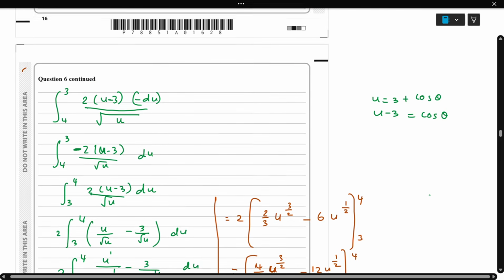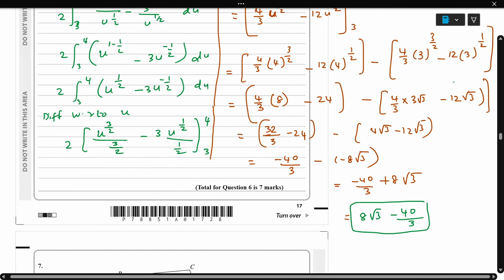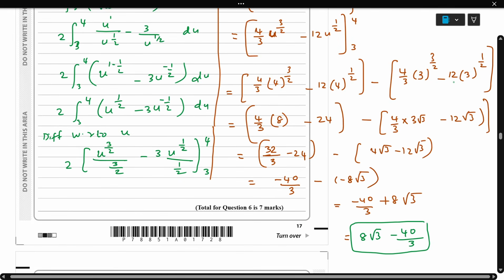So we need to write it in the form of a root 3 plus b. So we got the same thing, 8 root 3 minus 40 by 3. So a and b are constants. So that's the answer for this.